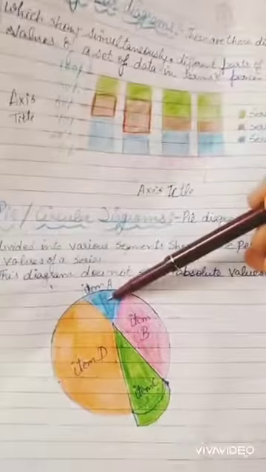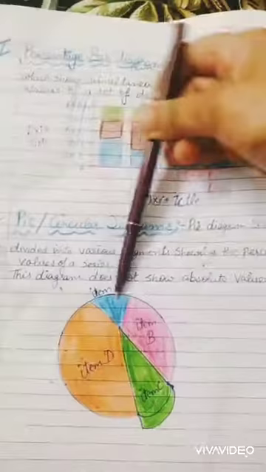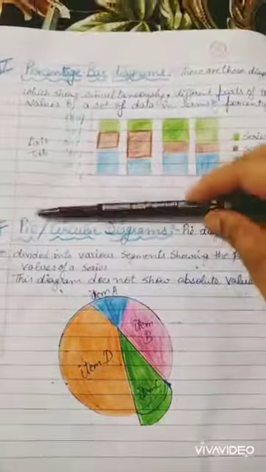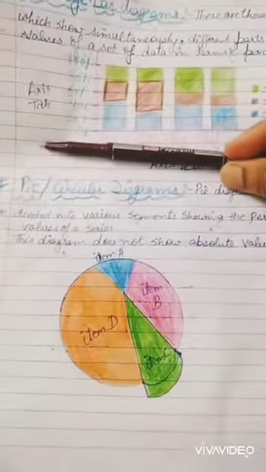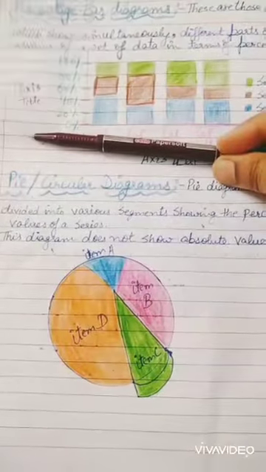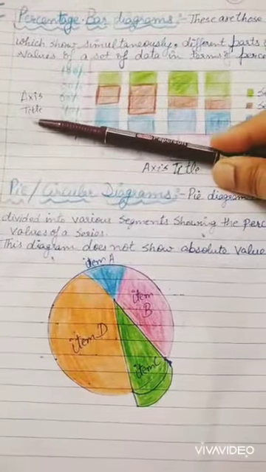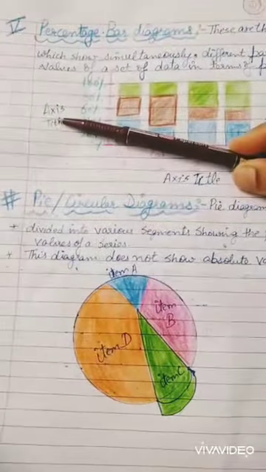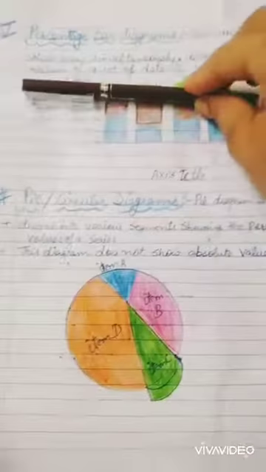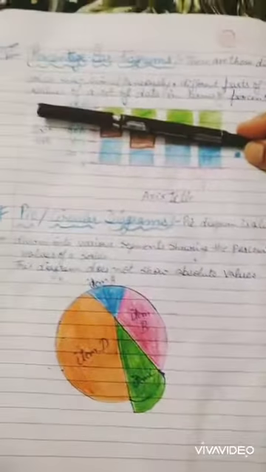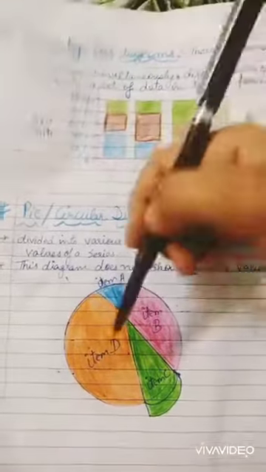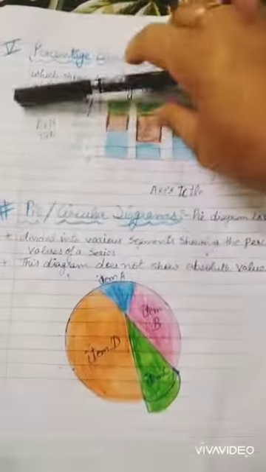Okay, how much portion of A item is there, we represented in blue color, in pink color B item, in green color C item, and in orange color D item. Okay, these show various segments or various parts of a series. Okay, we have divided them in different percentages.